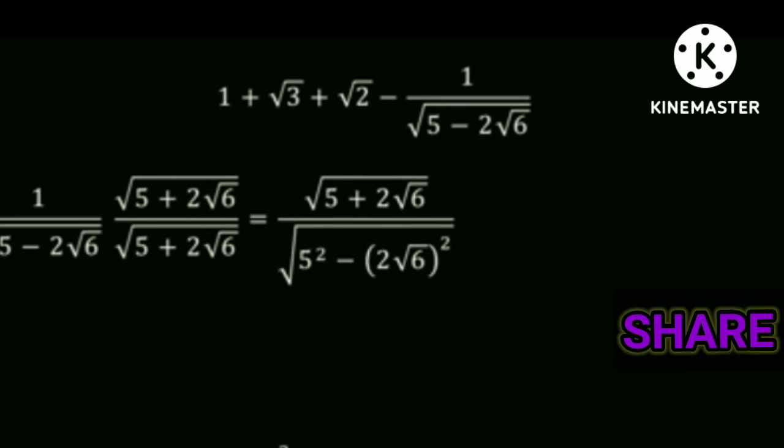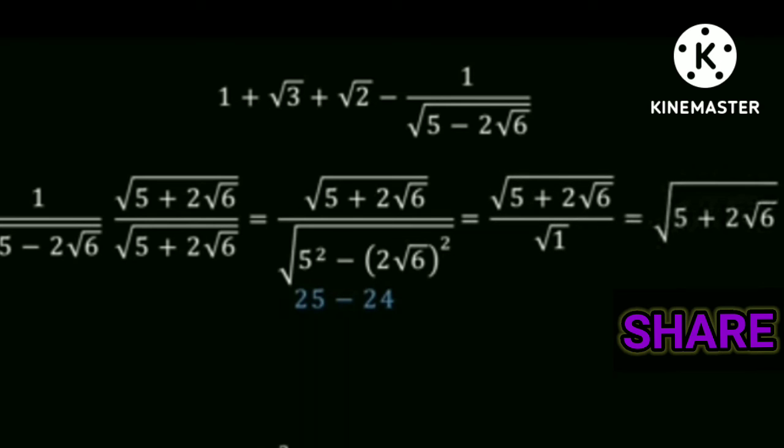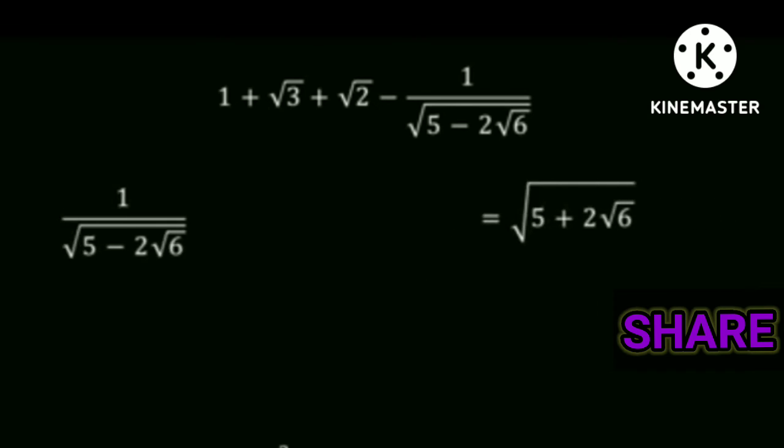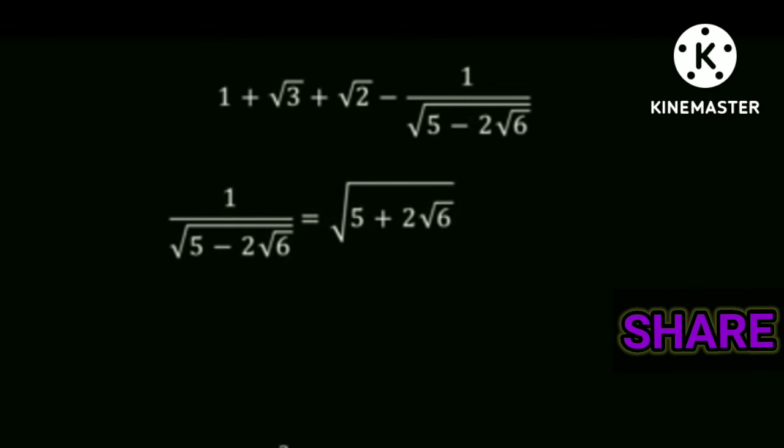We have 5 squared minus the square of 2 root 6. 5 squared is equal to 25, and the square of 2 root 6 is equal to 24. 25 minus 24 is equal to 1. Then the square root of 1 is equal to 1. So this is all equal to the square root of the quantity 5 plus 2 root 6. But how can we further simplify this?